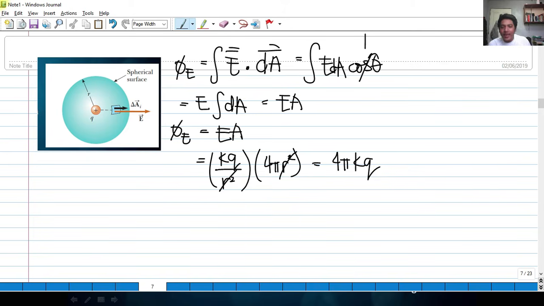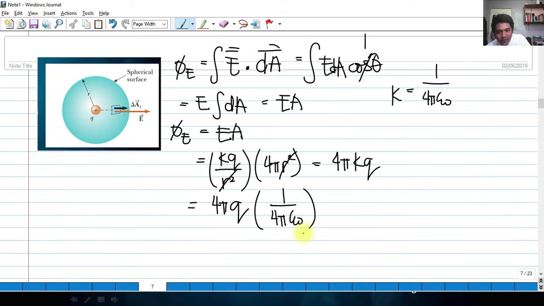So what is k? That's correct, that is equal to 9 times 10 raised to 9. But what do I mean by k? If you haven't watched my videos, k is Coulomb's constant, and that is also equal to 1 over 4 pi epsilon sub 0, where epsilon sub 0 is the permittivity of free space. So substituting k, we have 4 pi Q multiplied by 1 over 4 pi epsilon sub 0. As you can see here, the 4 pi's will cancel, and we are left with the electric flux as Q over epsilon sub 0.